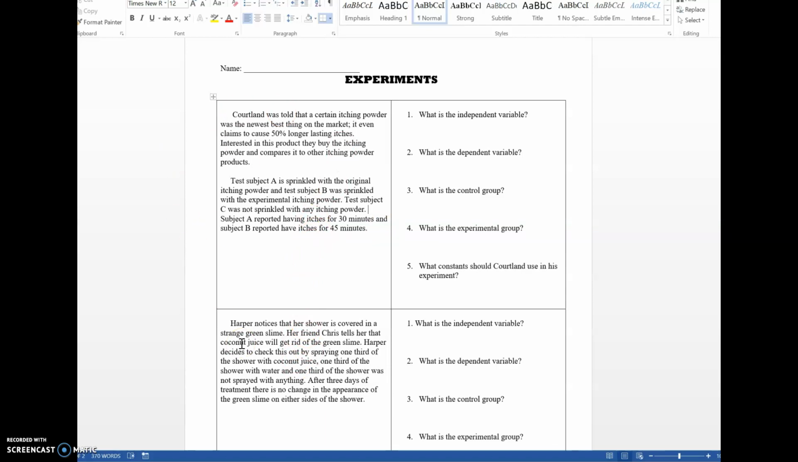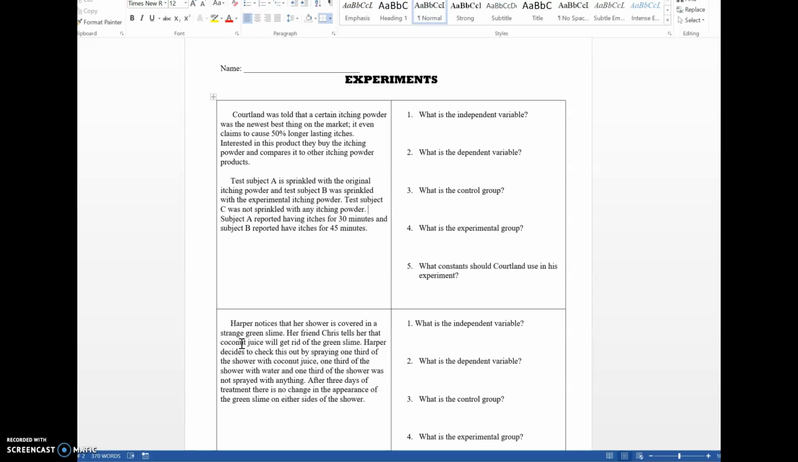Cortland was told a certain itching powder was the newest best thing on the market. It even claims to cause 50% longer lasting itches. Interested in this product, they buy the itching powder and compare it to other itching powder products. Test subject A is sprinkled with the original itching powder, and test subject B was sprinkled with an experimental itching powder. Hint, hint, experimental. Test subject C was not sprinkled with any itching powder. Subject A reported having itches for 30 minutes, and subject B reported having itches for 45 minutes.